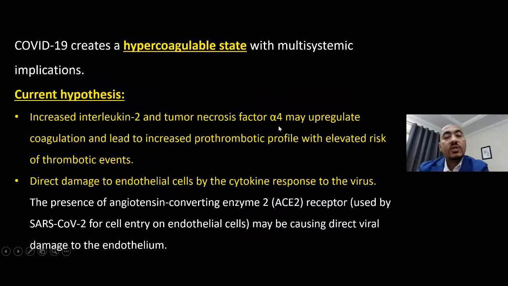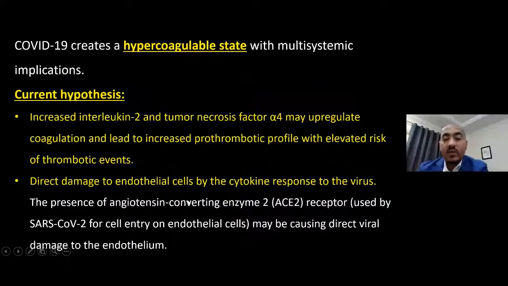COVID-19 creates a hypercoagulable state with multi-systemic implications. The current hypothesis is, number one, increased interleukin-2 and tumor necrosis factor alpha may upregulate coagulation and lead to an increased prothrombotic profile with elevated risk of thrombotic events. Number two, direct damage to the endothelial cells by the cytokine response to the virus.